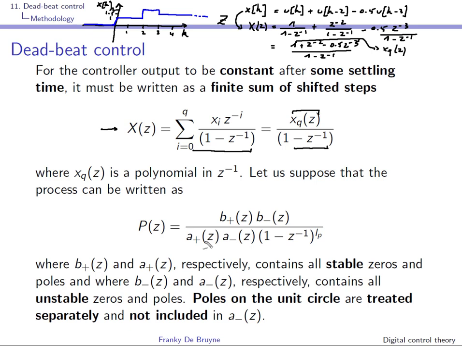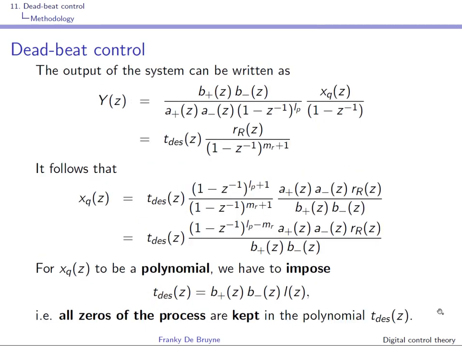What we'll do is what we have done previously for minimum settling time control. We'll describe the process in such a fashion. Remember that for the denominator we have to consider the poles on the unit circle and treat them separately so that they are not included in the 1 minus z to the minus 1 term. So we treat the integrators separately. Here lP is the number of integrators.